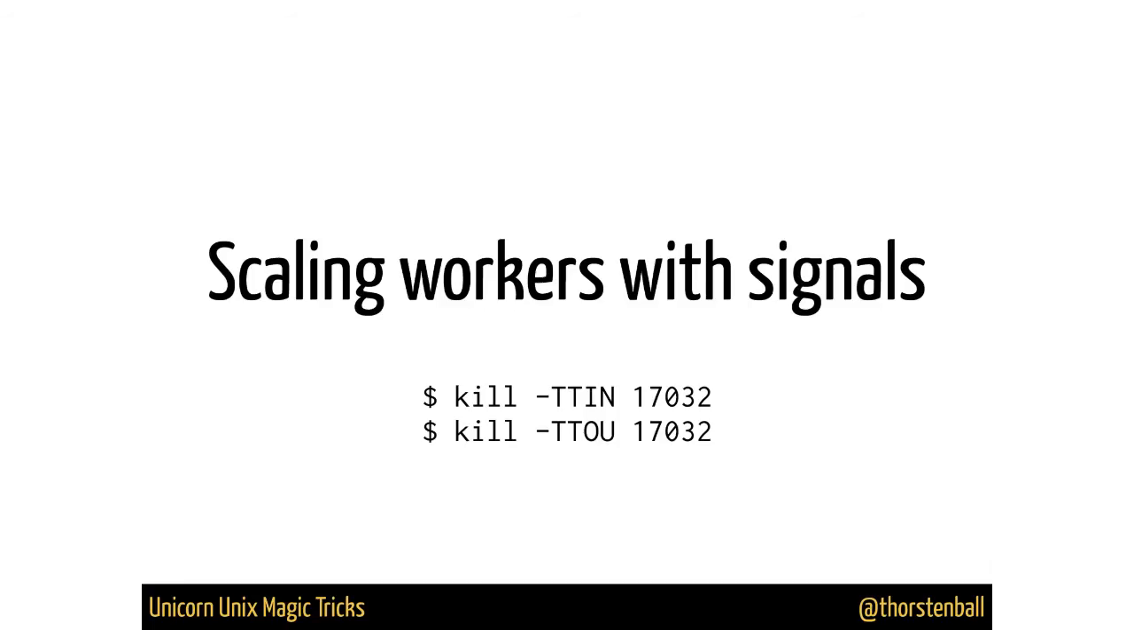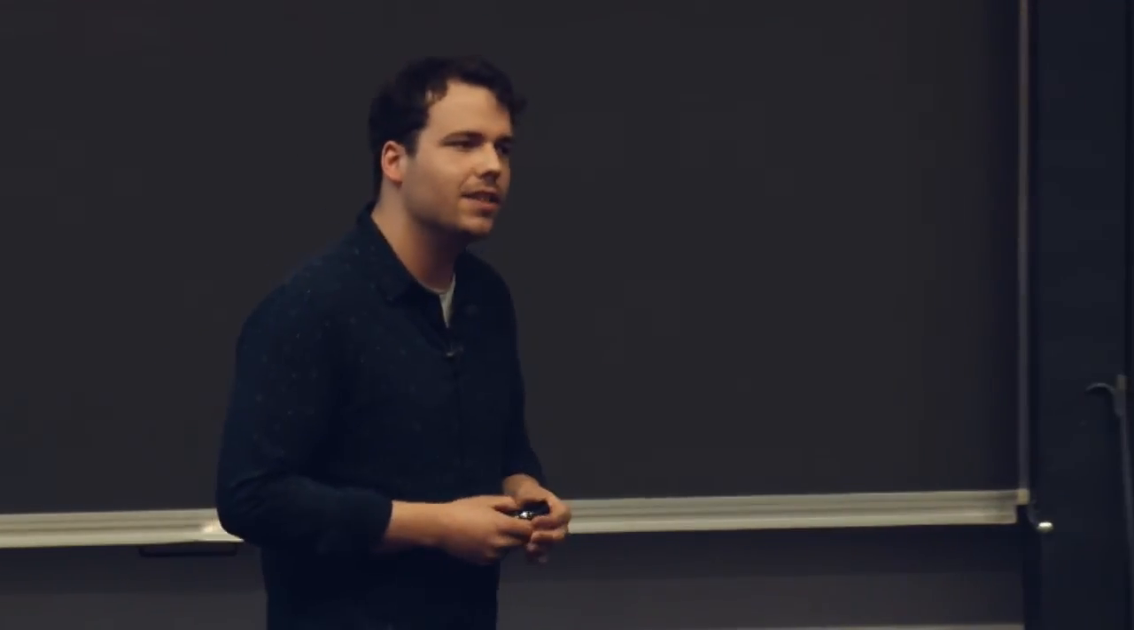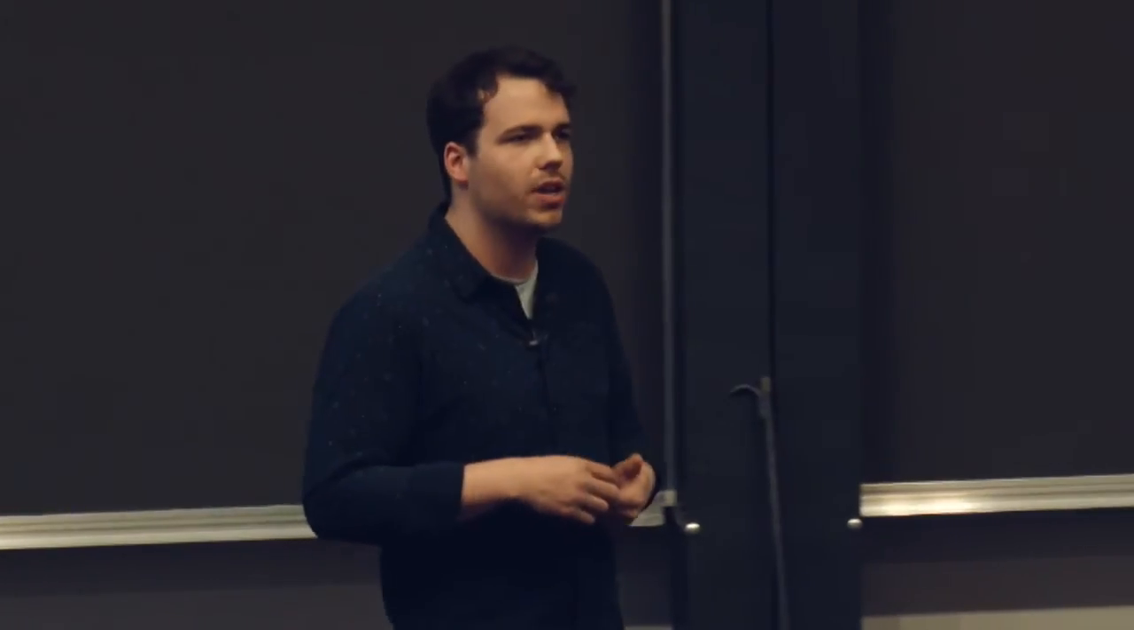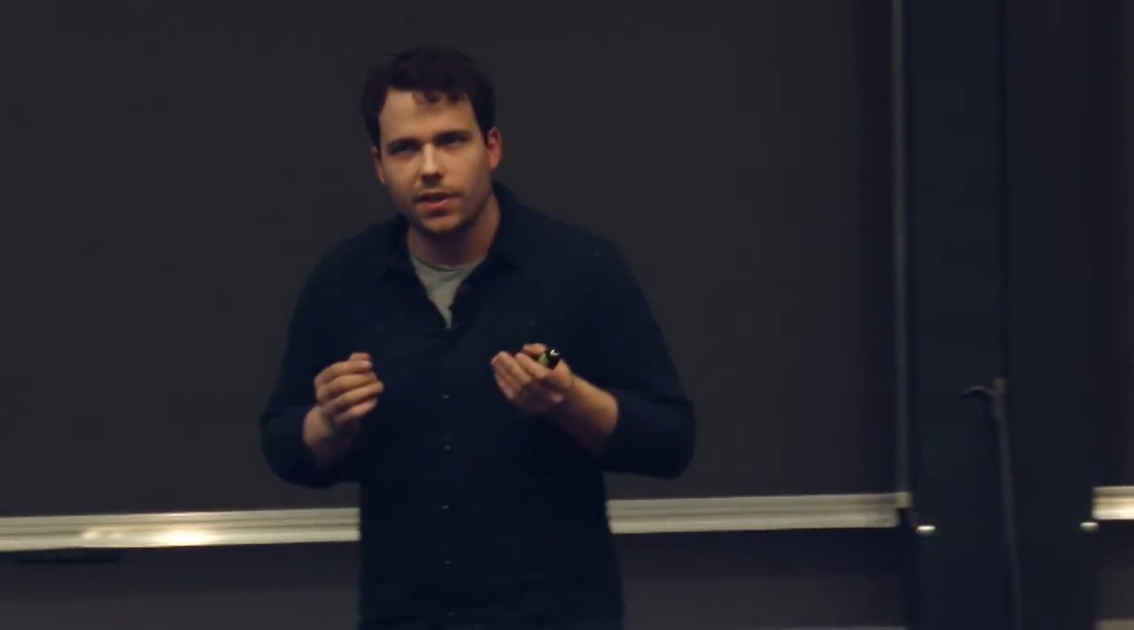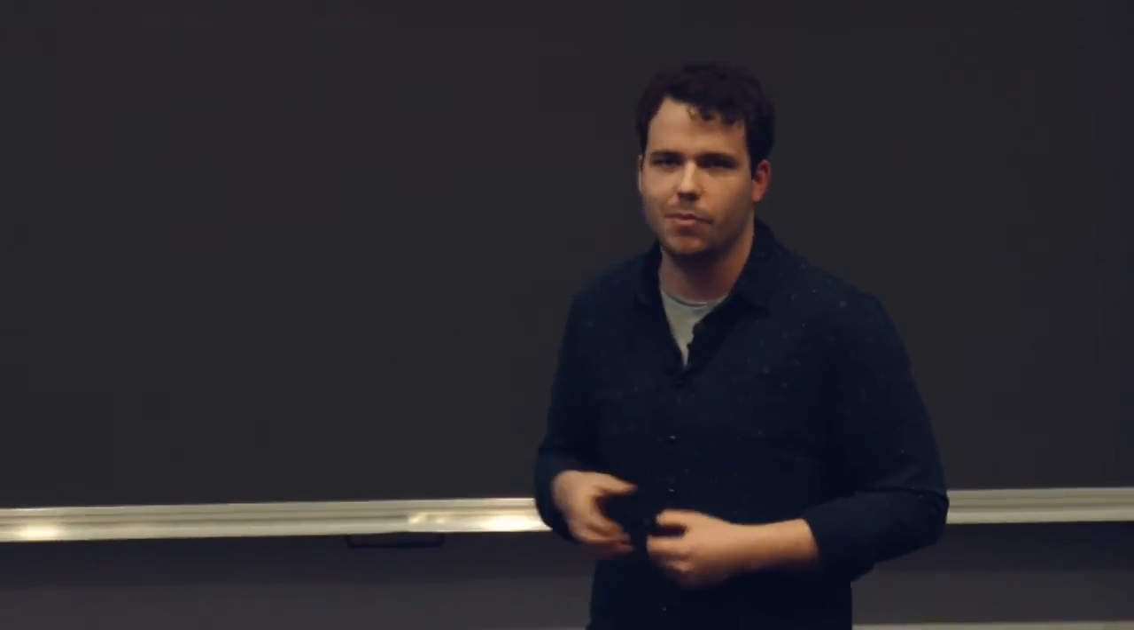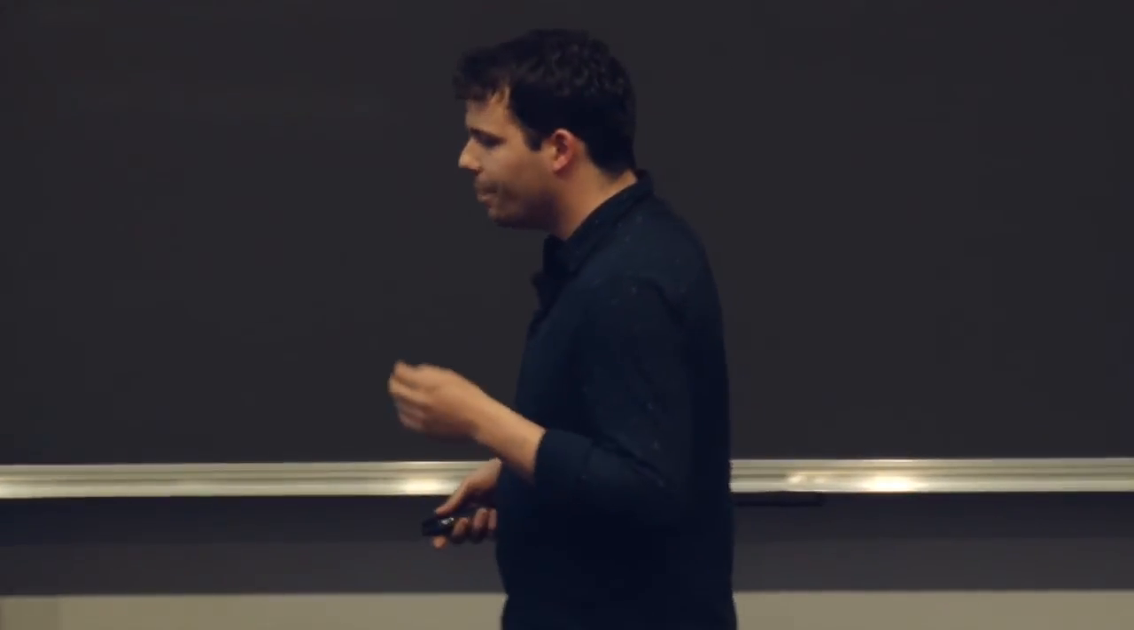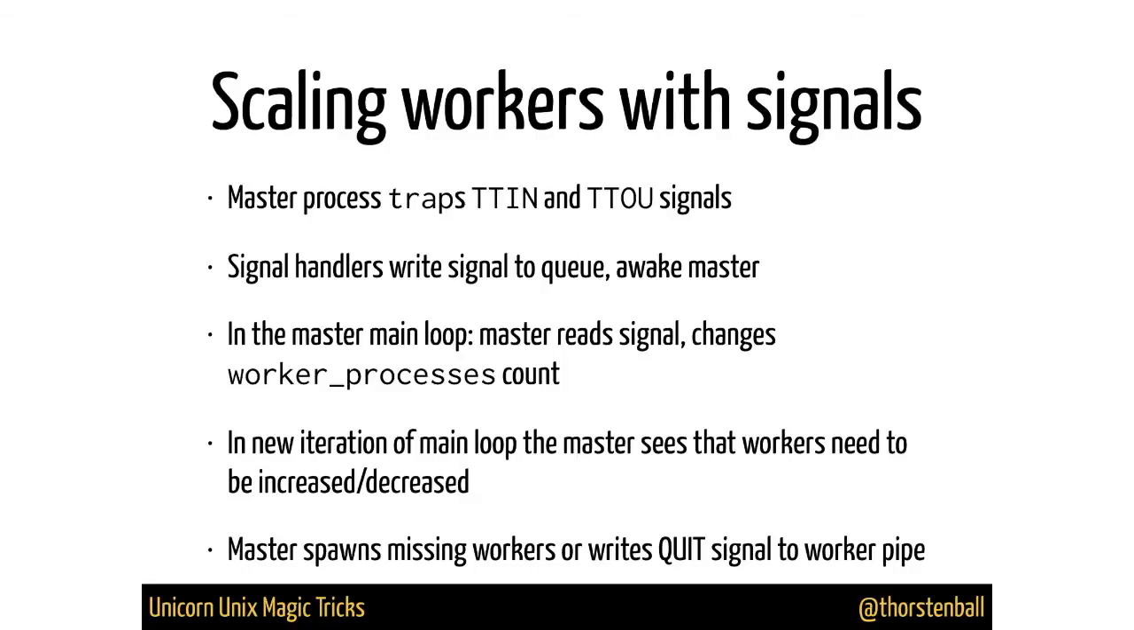Another great feature is scaling workers with signals. You can send Unicorn the TTIN signal, which increases the number of running worker processes. Or you can send the TTOU signal to decrease the number of running processes. And how this works, again, is pretty simple. The master process boots up, and it defines signal actions. And again, these signal actions do nothing more than write the name of the signal to the queue and write a byte to the self pipe.